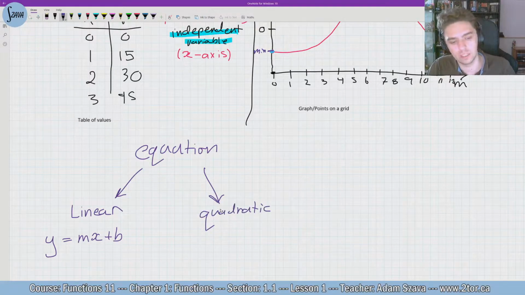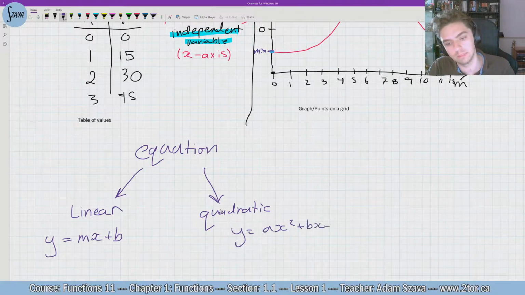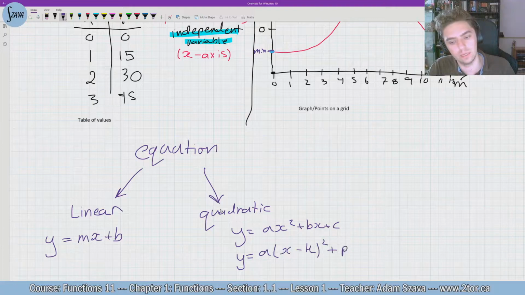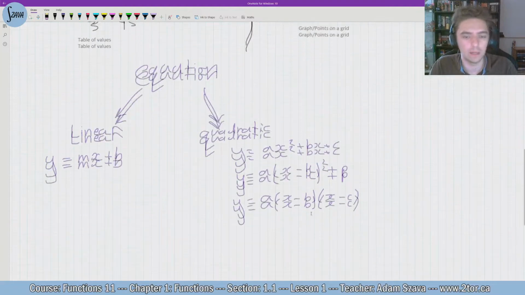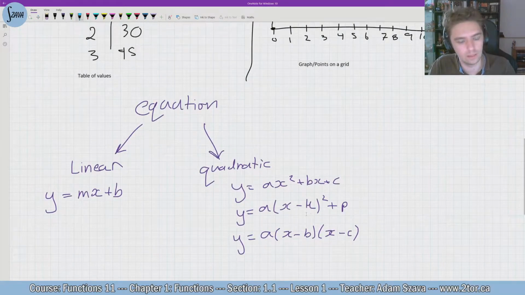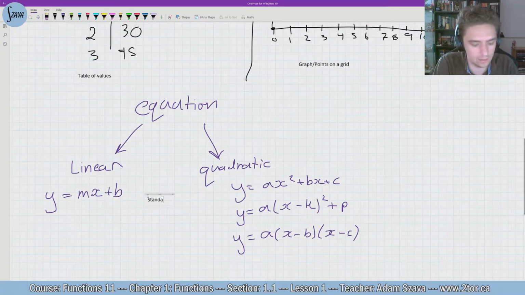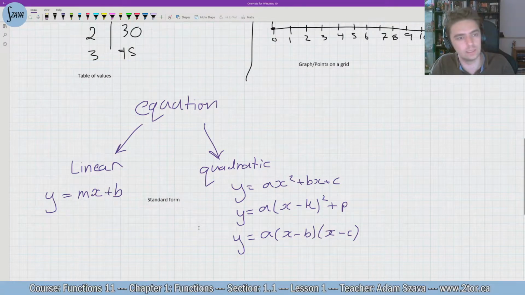Okay, which is something, there's a lot of forms you can write it in, so I'll write all of them. y equals ax squared plus bx plus c. y equals a(x minus h) squared plus k, right? And then there's also y equals a(x minus b)(x minus c). Okay, so there's 3 ways to write a quadratic. I'll just remind you quickly. So these are both standard form, right? So that's called standard form.